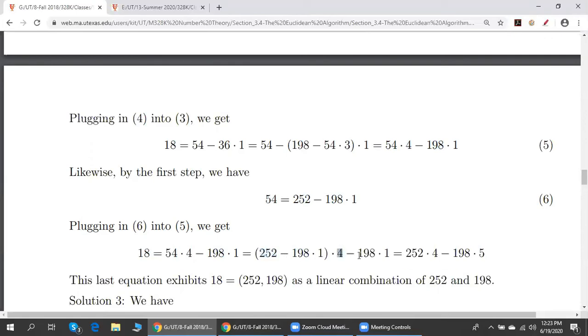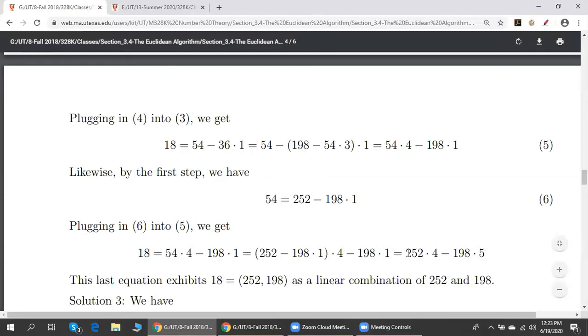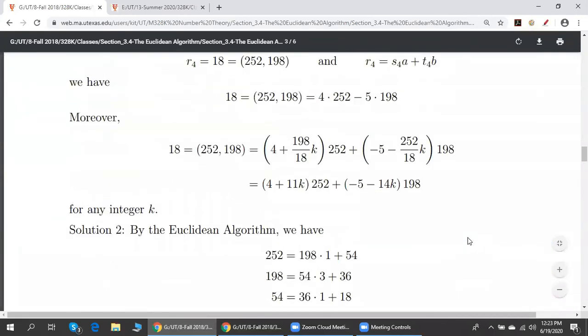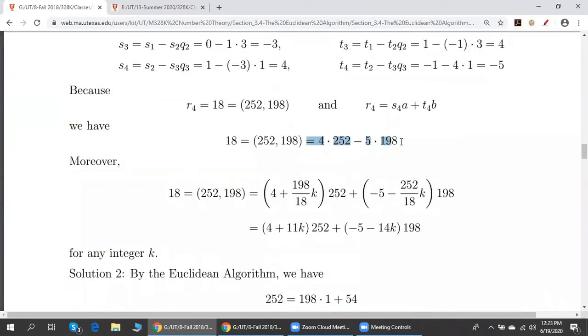252 times 4 is over here, minus 198 times 4 minus 198 times 1 is 198 times 5. So 18 is equal to a linear combination of 252 and 198. It's exactly what we got over here.